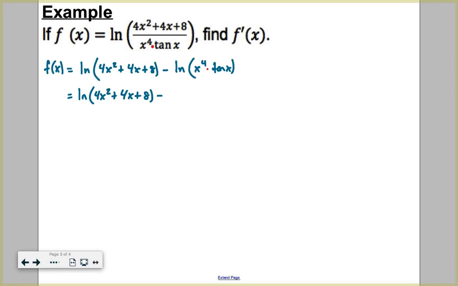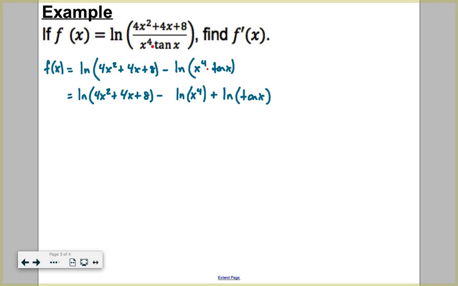And now we have the natural log with two terms being multiplied on the inside. And we know that when we have two terms being multiplied on the inside, we can pull it apart and change it to addition. So we'll have natural log of x to the fourth plus the natural log of tangent of x. However, here is where we need to be careful.